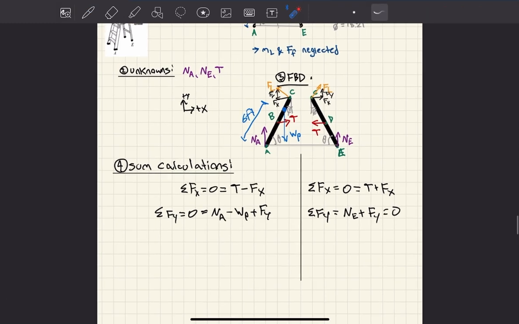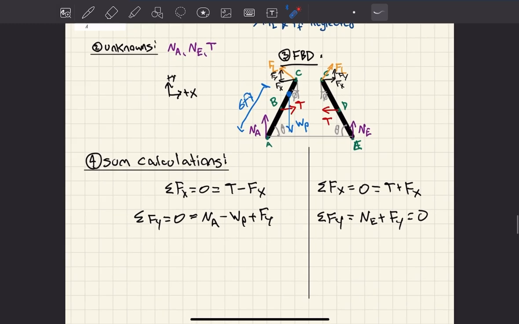Where the heck am I going to take the moment? I'm going to do it separately. I'm going to do this one separately. I'm going to do this one separately. But where? Which point? Am I going to do the moments about C? Am I going to do the moments about B? If you do that, God help you, that's not going to be good. Or where are you going to do it, basically? And how do I know where to do it?